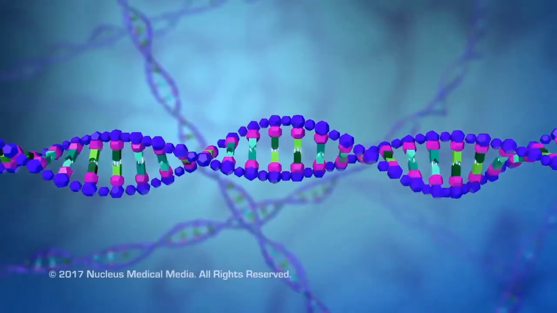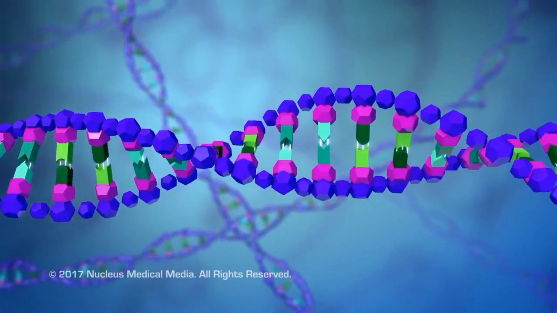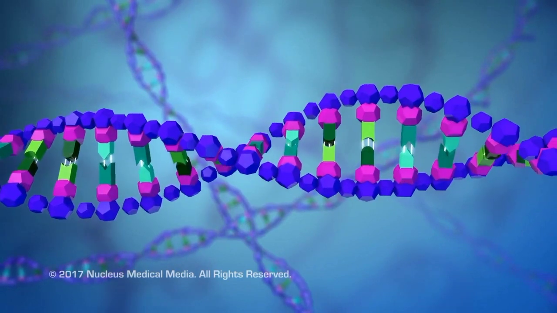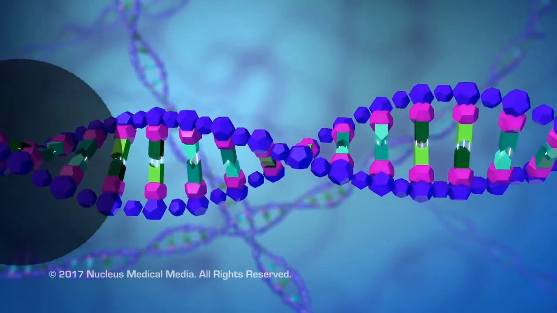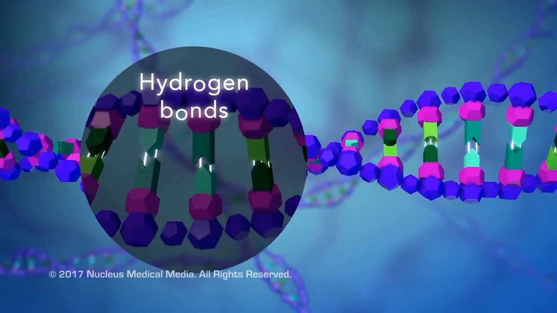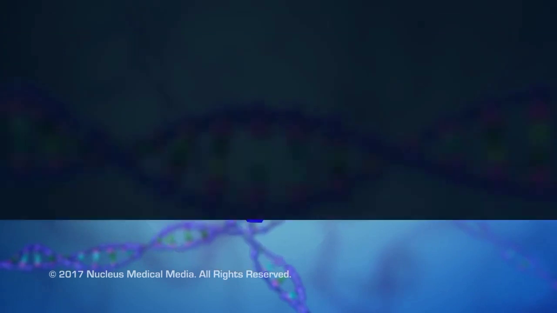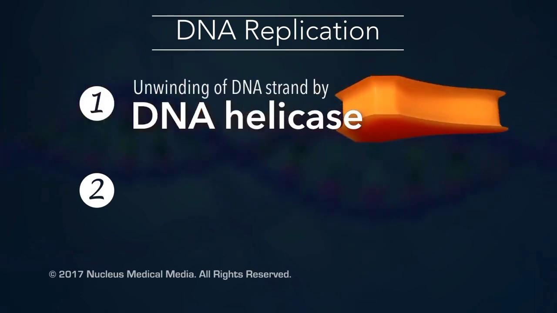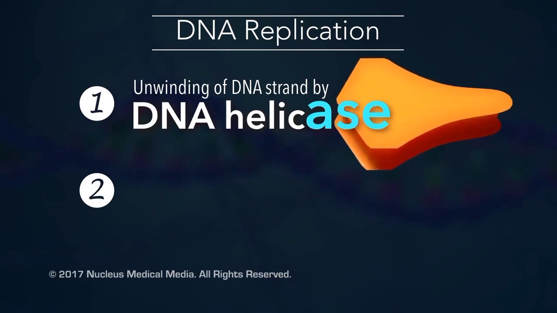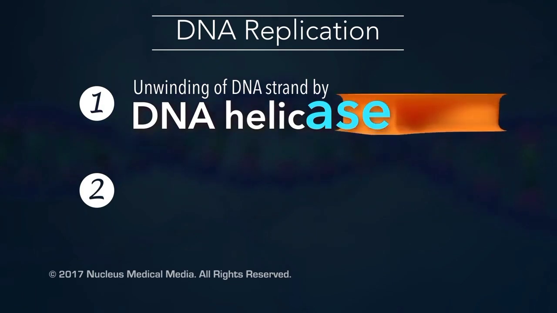If we zoom into the nucleus, we can see the DNA molecule's 2 strands or sides twisted together in the classic double helix formation. The 2 strands are connected by hydrogen bonds between their nitrogenous bases. The first step of replication begins with an enzyme called DNA helicase. The suffix "ase" tells you right away that helicase is an enzyme.